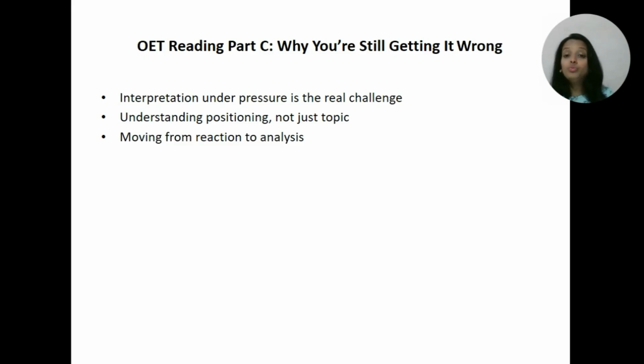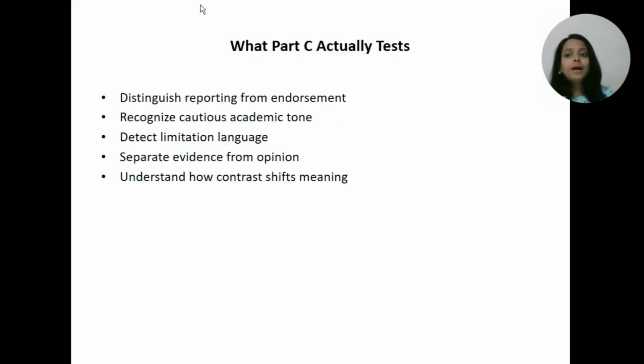First, let's be clear about what Part C actually is. Part C is not testing medical knowledge. It's not testing vocabulary range, how much vocabulary you know, whether you can use more flexible vocabulary. And it's not even really testing speed. This is testing whether you can distinguish reporting from endorsement, recognize cautious academic tone, detect limitation language, and separate evidence from opinion. So you have to understand how contrast shifts meaning when it comes to the writers of Part C passages. Okay, they are subtle.